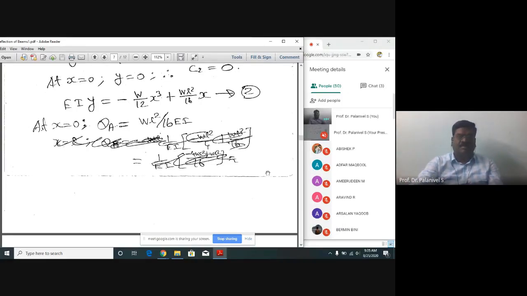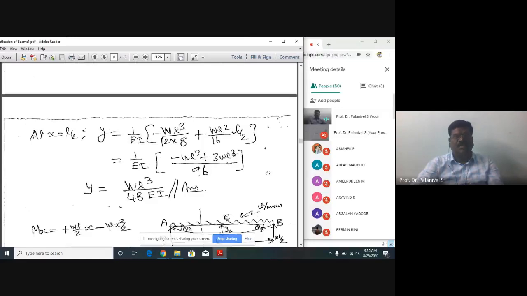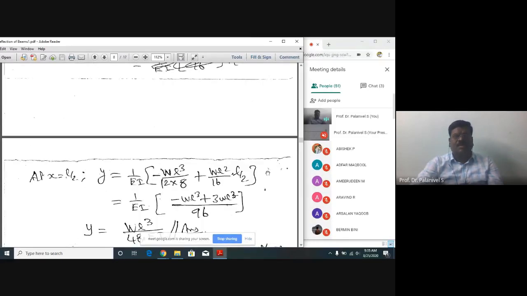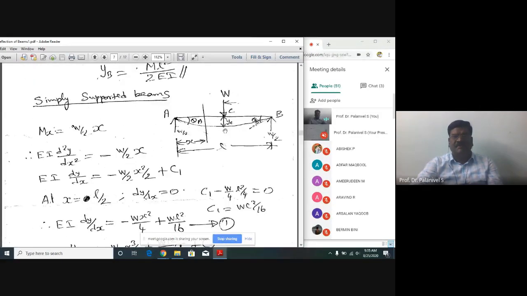Okay, right. So next, I want to determine deflection. In the simply supported beam, the deflection is maximum at the center.